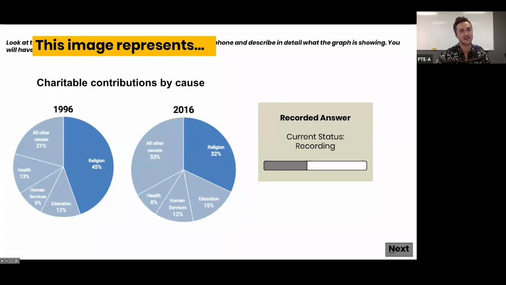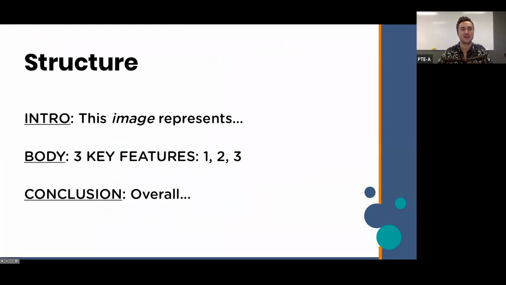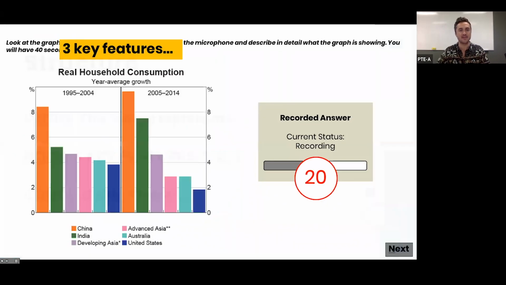So I would say these pie charts represent charitable contributions by cause in 1996 and 2016, including a variety of different charity types. Something like that. Okay, so we've had a look at the introduction. Now let's look at the body. What I want you to do here is just talk about the 3 prominent key features that appear in your mind first. Let's just have a look at it.